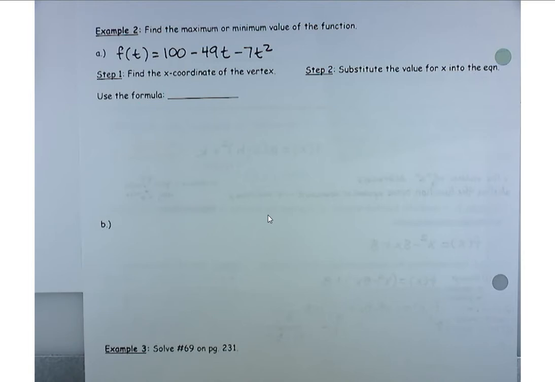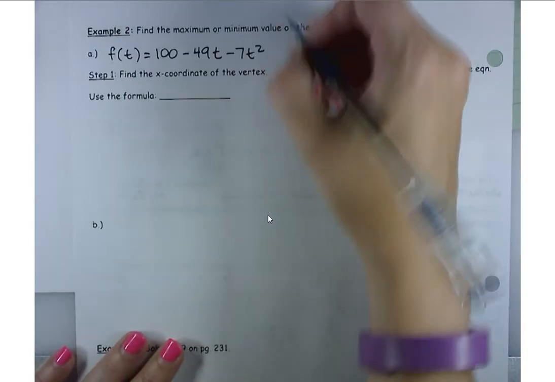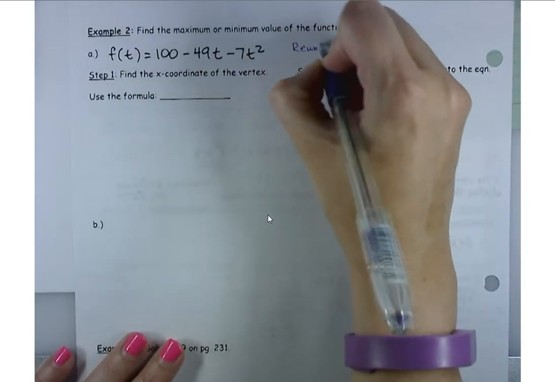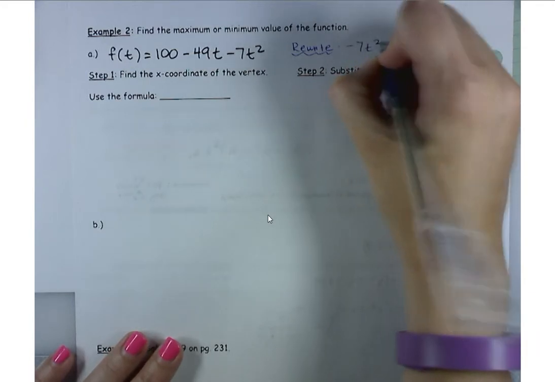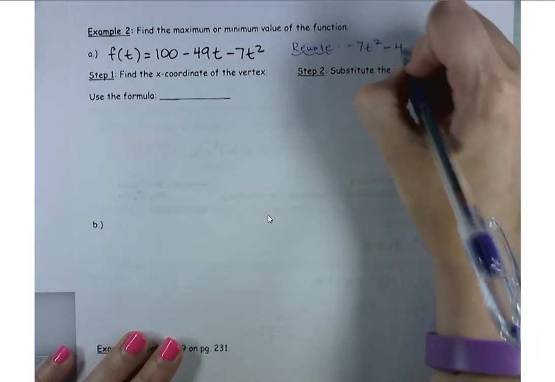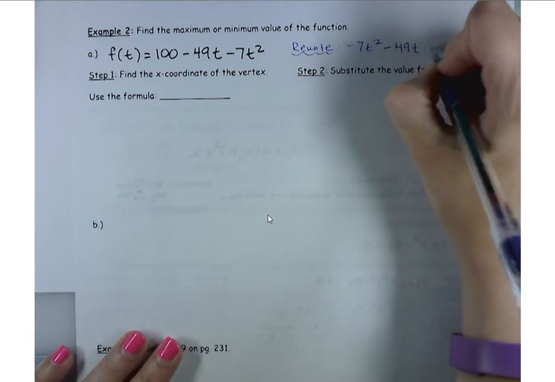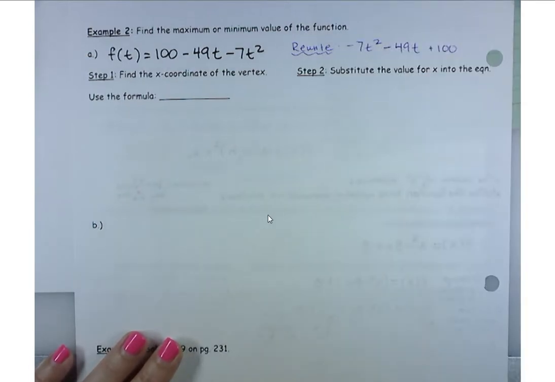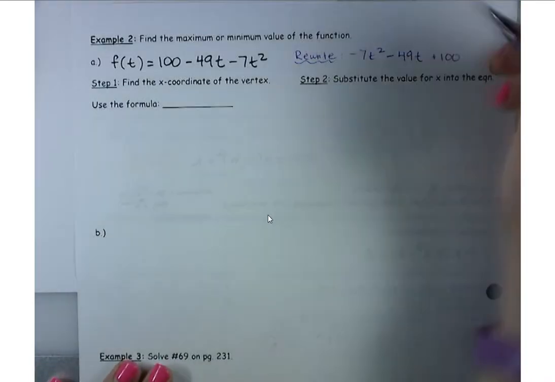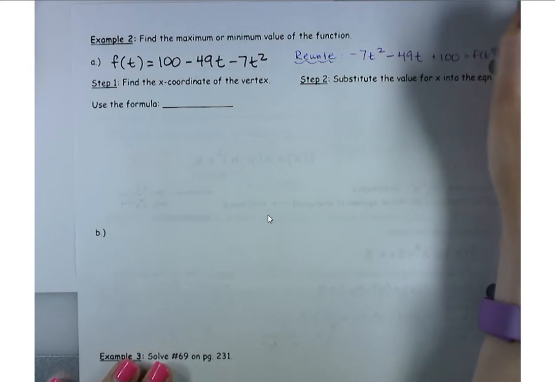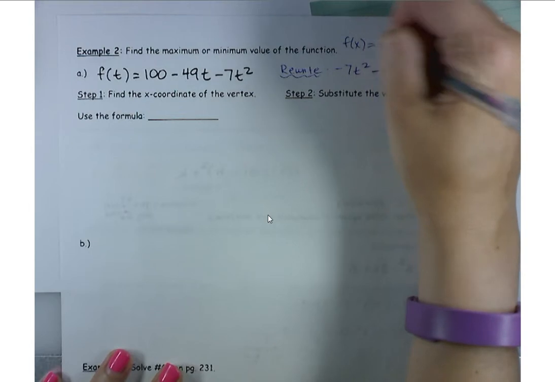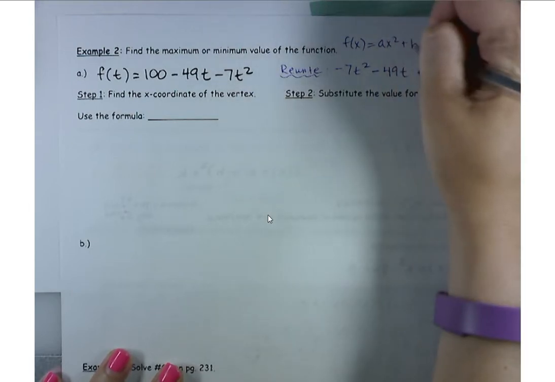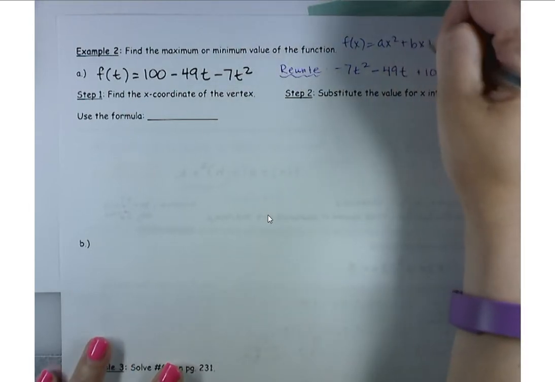Okay, so you should have already done the first step, and that's to do what? Yeah, I would rewrite it so it's in the proper form, right? If you rewrite it so it's in the proper form, it's gonna be a lot easier to pick out your values. Okay, and that would be your f of t. So remember, this is the form that you want this in, ax squared plus bx plus c.